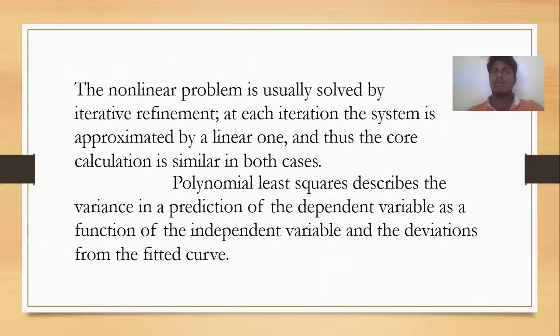The nonlinear problem is usually solved by iterative refinement. At each iteration, the system is approximated by a linear one, and thus the core calculation is similar in both cases. Polynomial least squares describes the variance in the prediction of a dependent variable as a function of the independent variable and the deviations from the fitted curve.